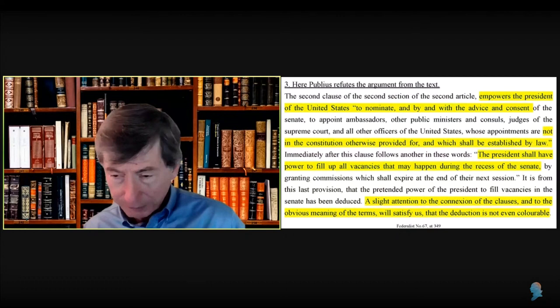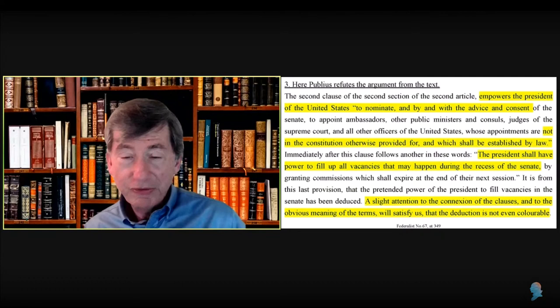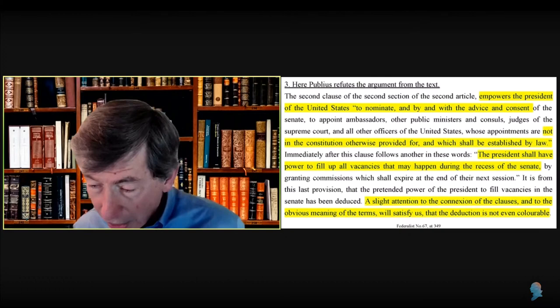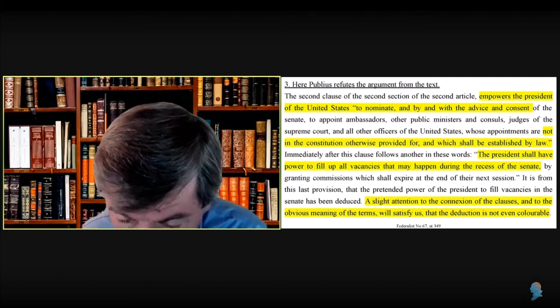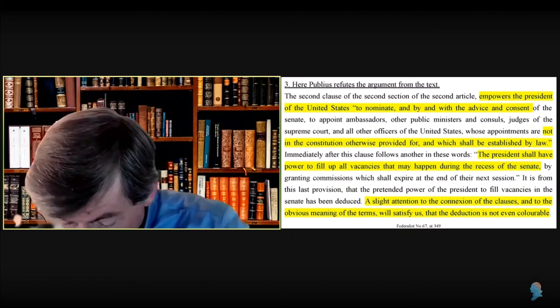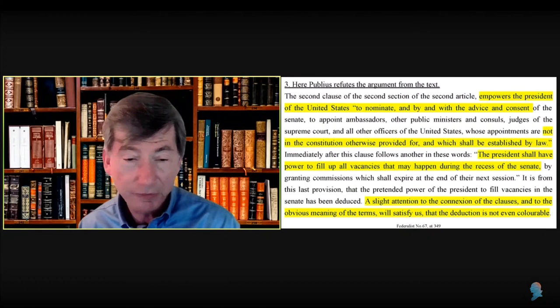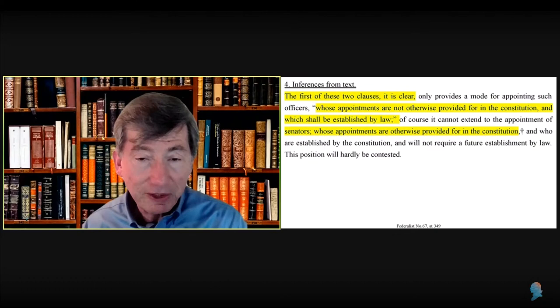That is, this is language. He goes on to say, this is provided for. The appointment of senators is provided for by states. A slight attention to the connection of the clauses, and for the obvious meaning of the terms, will satisfy us that the deduction is not even colorable. So he's arguing from inferences. First of all, the first of these two clauses is clear: whose appointments are not otherwise provided for in the Constitution. And senators are, so that doesn't cover. Specific text that refutes the argument.